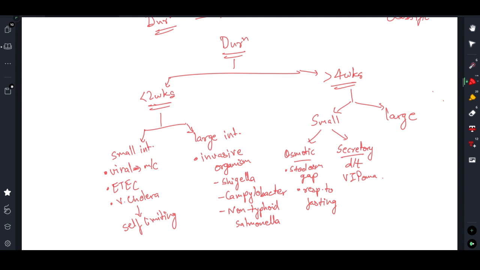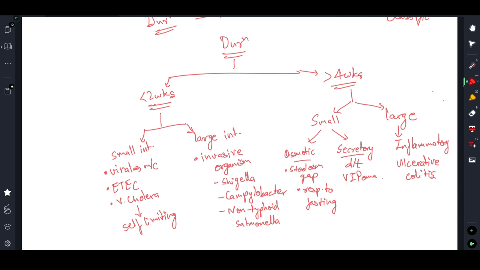Now if it is of the large intestinal type, it may be due to invasive organism, but one more cause which can be included in case of a chronic large intestinal diarrhea is the inflammatory cause, right? For example, in case of ulcerative colitis. So this was the approach to diarrhea.